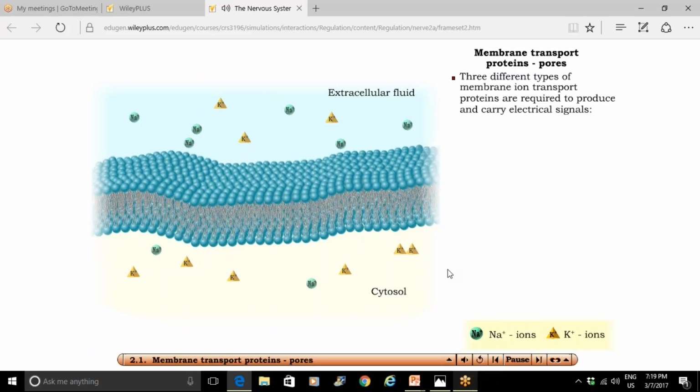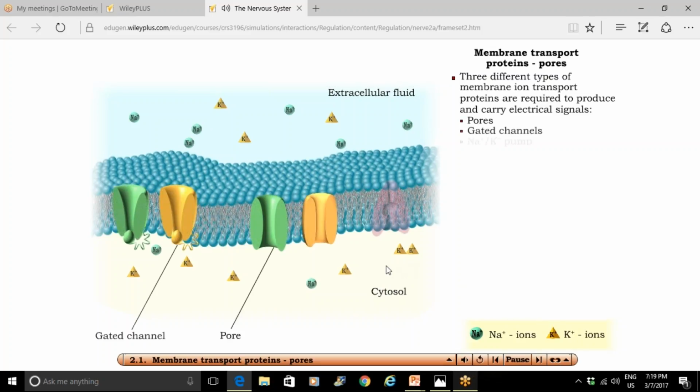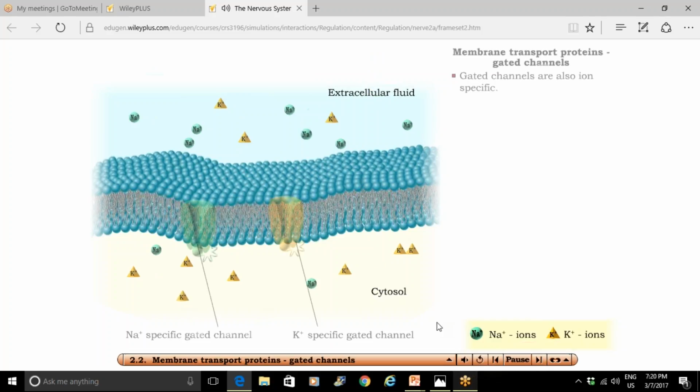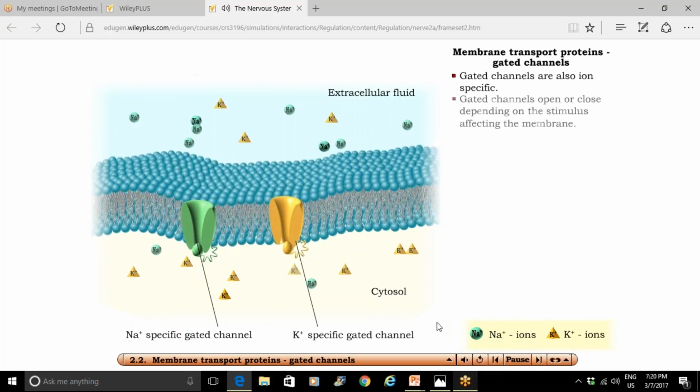So there are three different types. Again, we have the open pores, the channels, the pumps, and the gated channels. So here you can see the open pores and sodium going in and potassium going out. And remember that those are 50 to 1. Okay? This is when you have a gated channel to be able to have an action potential.